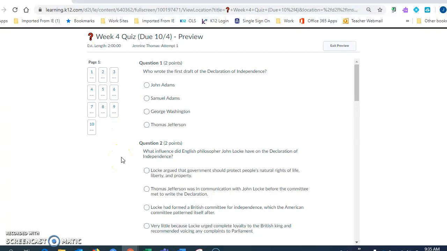Question 2. What influence did English philosopher John Locke have on the Declaration of Independence? Locke argued that government should protect people's natural rights of life, liberty, and property. Thomas Jefferson was in communication with John Locke before the committee met to write the Declaration. Locke had formed a British Committee for Independence, which the American Committee patterned itself after. Very little, because Locke urged complete loyalty to the British King and recommended voicing any complaints to Parliament.